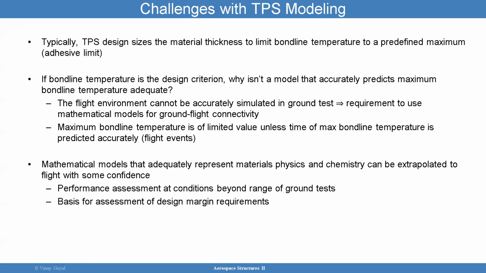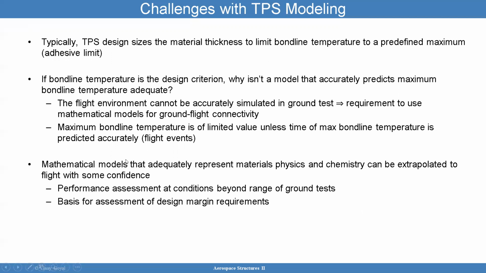If bond line temperature is the design criterion, then you really need an accurate model to model these things accurately. The flight environment in a lot of cases are not accurately modeled. You don't have good understanding of those. The mathematical models may not be mature. Maximum bond line temperature is based on limited value. You have to put a value on the maximum bond line temperature. And you want to make sure that we have a good understanding of the flight environments. Those two things are important to size the TPS thickness. So very important consideration.